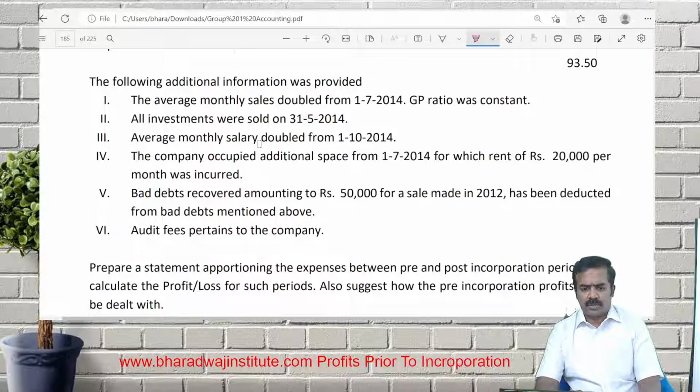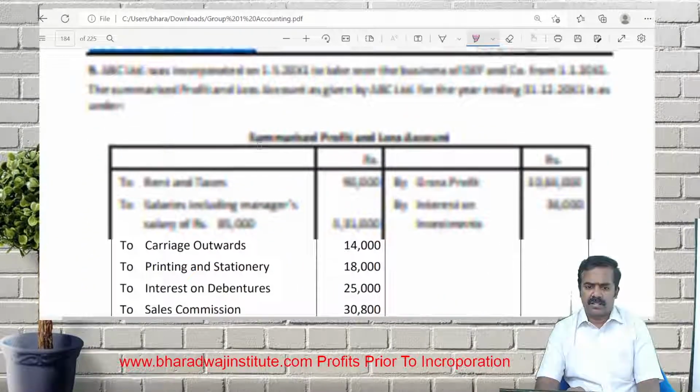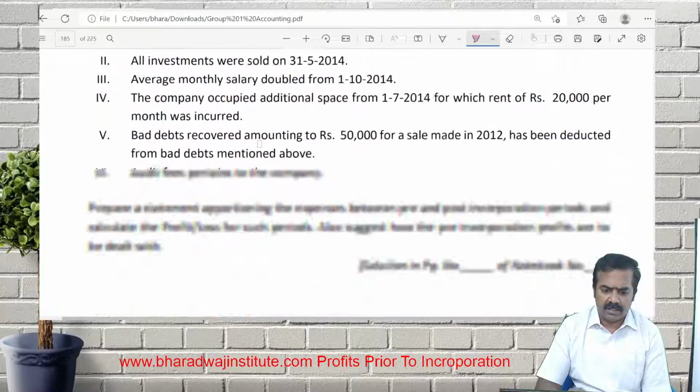This is also a kind of same question only. 9th and 10th are in the similar model. Try to work it out.